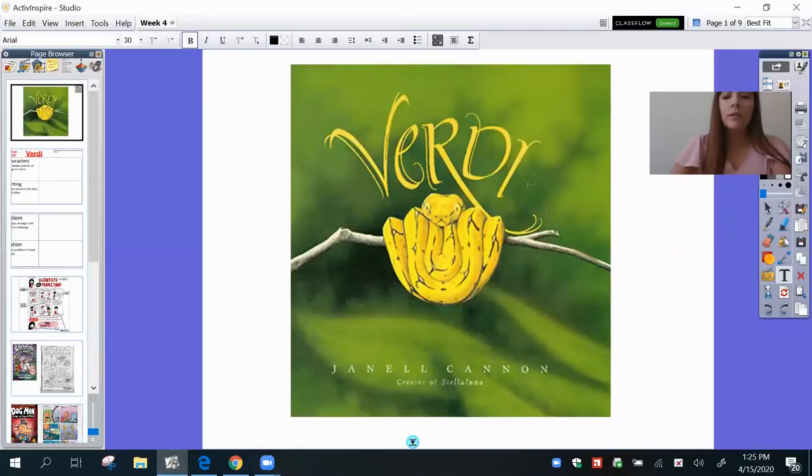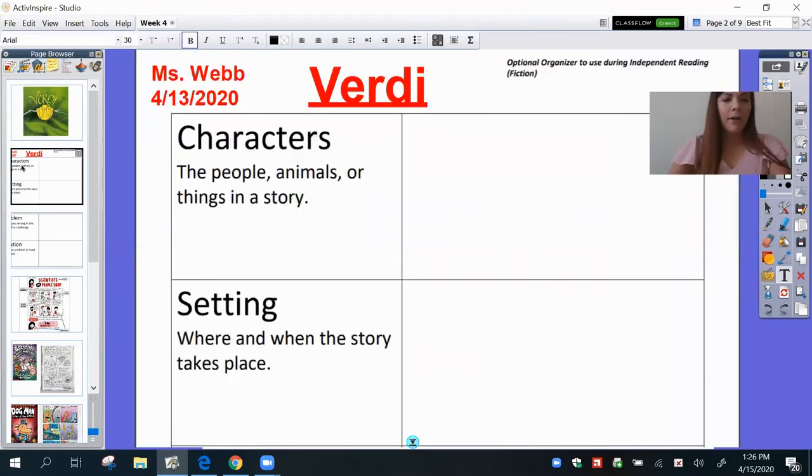All right, so this is Verdi right here. Remember the snake? Yeah, you know now. All right, so I have put, you know how Miss Webb loves to put everything on the big screen in front of you, so I've put it on here as well, and I'm going to be typing as we're answering the questions, okay? So in Verdi, who were the characters?